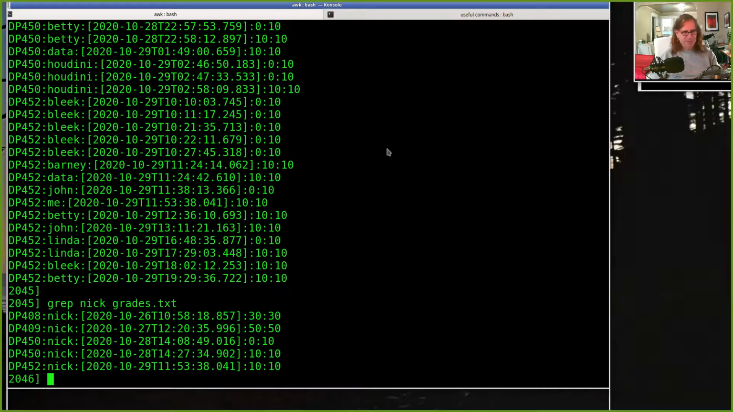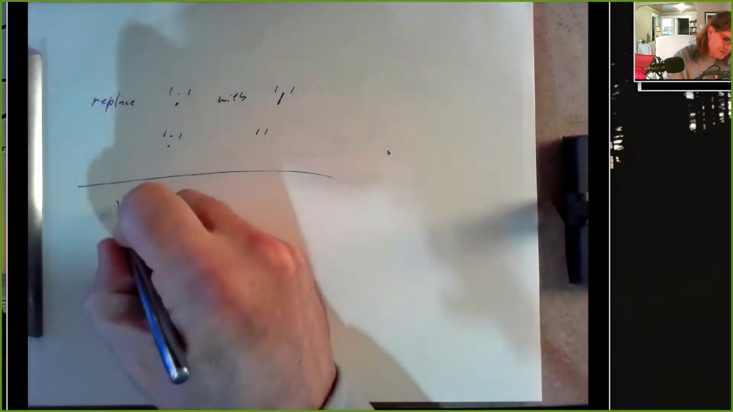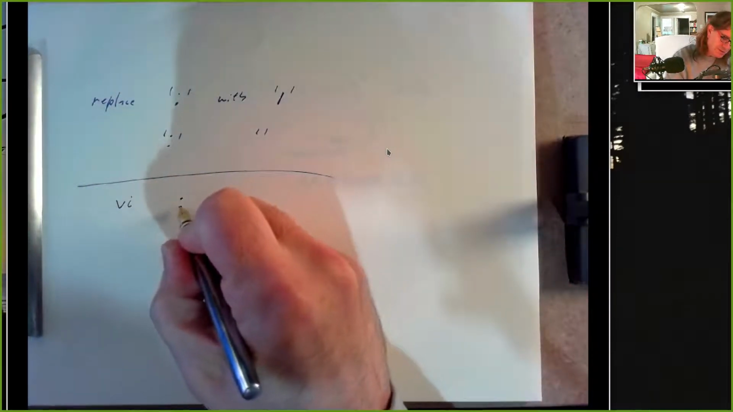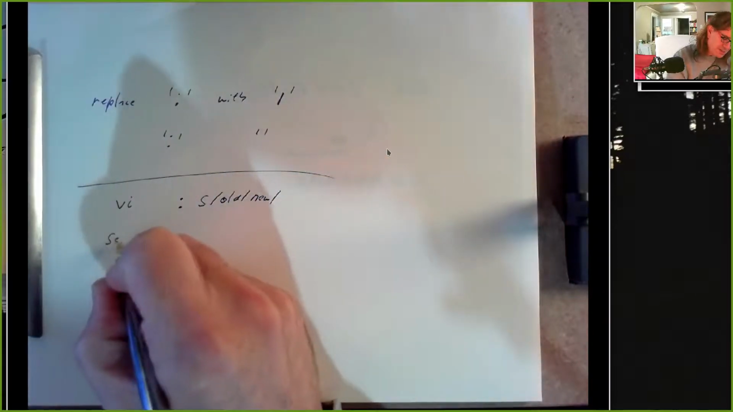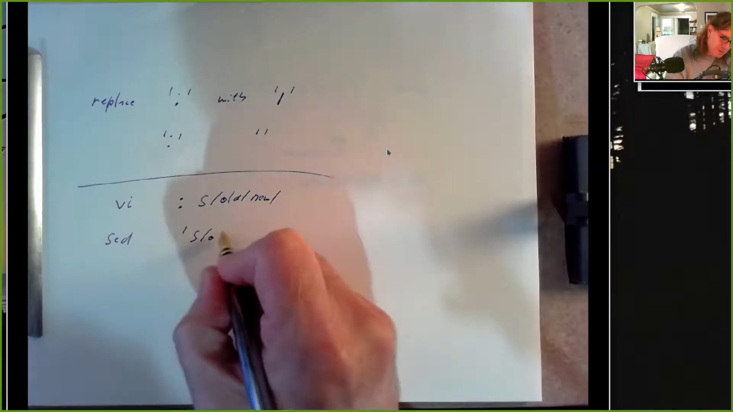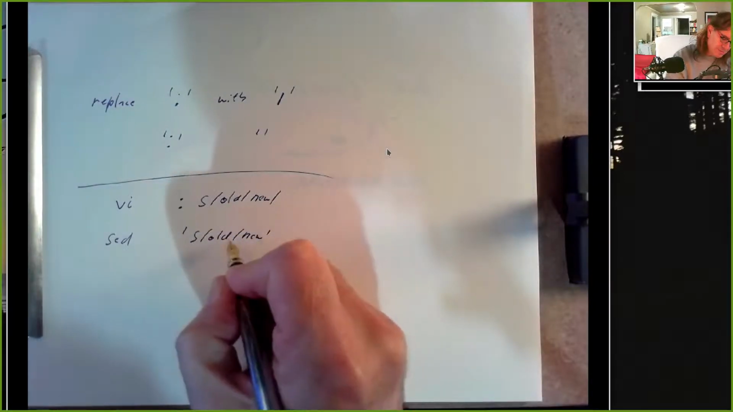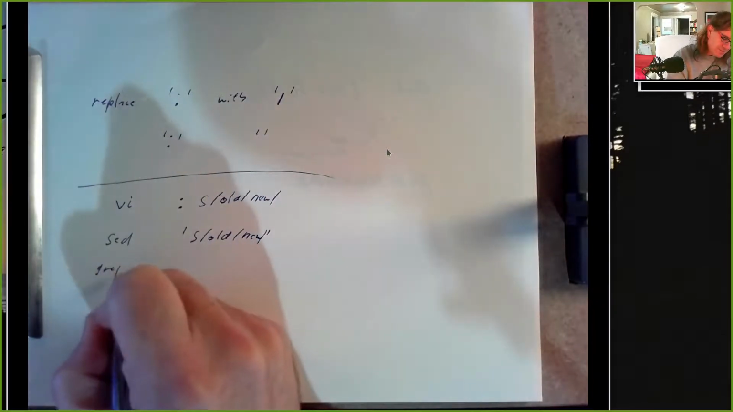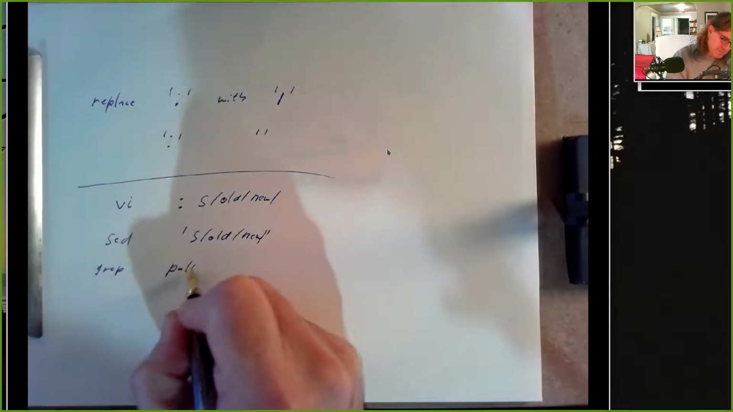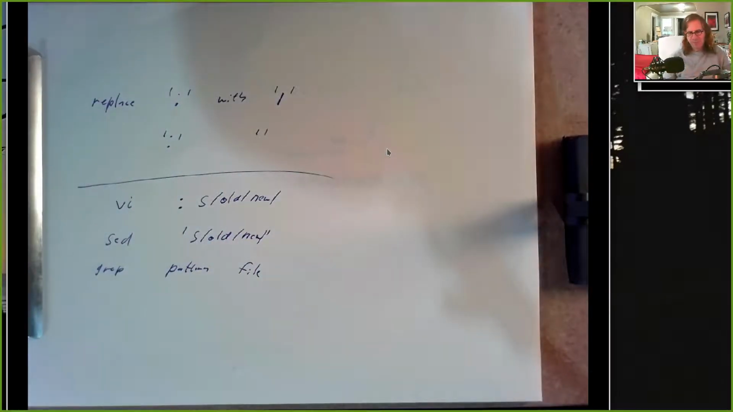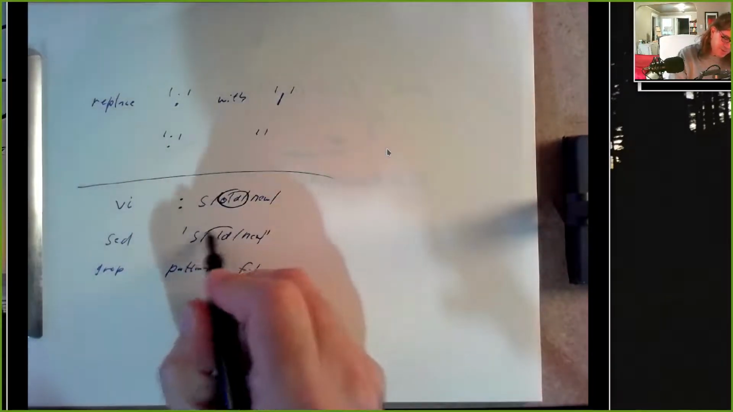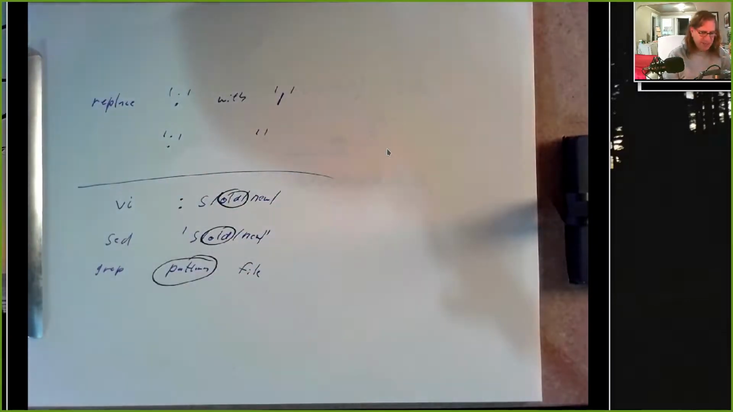All right, so we have a few options. VI. We can say colon, substitute old, new. We can say sed, substitute old, new. We can say grep, search for some pattern in a file. But here's the thing, this thing that we're searching for in VI and sed and grep can be much more than just a pattern of characters.